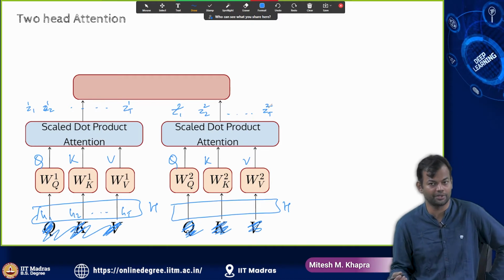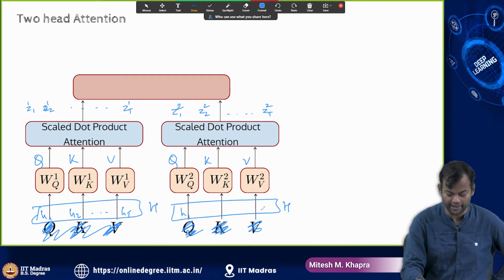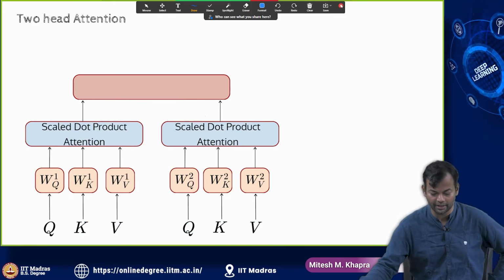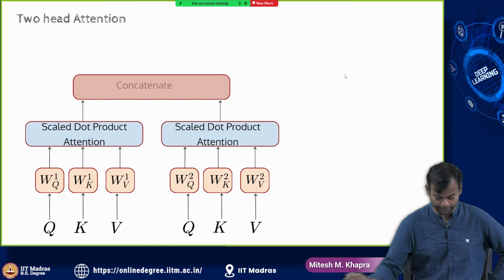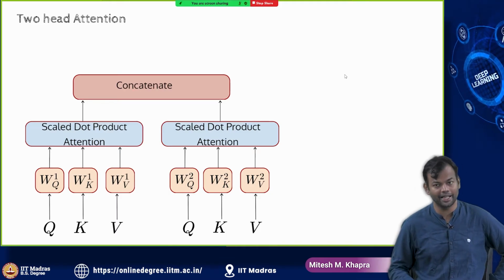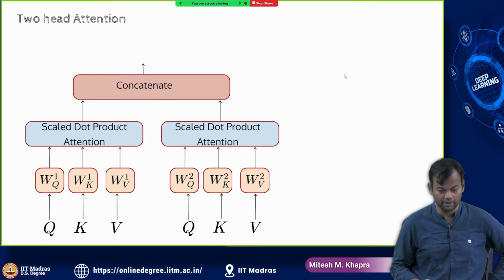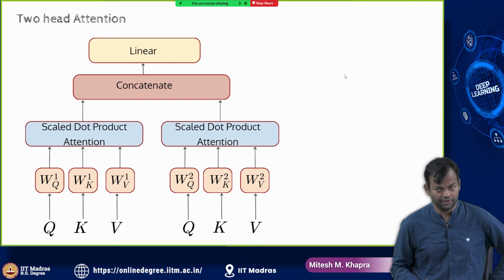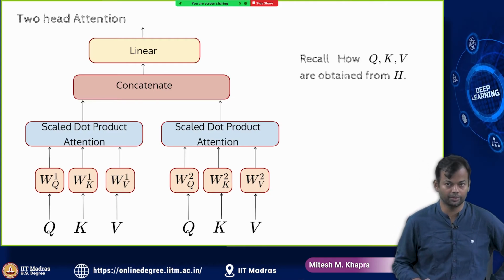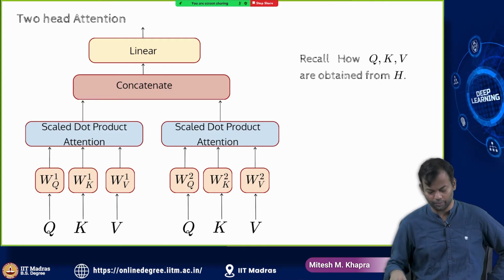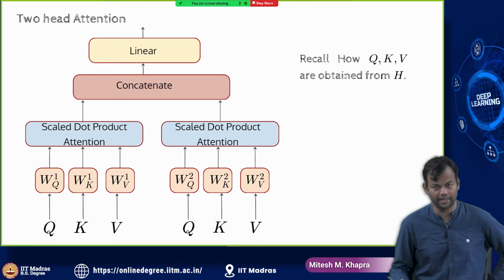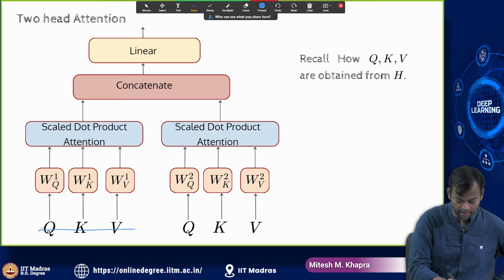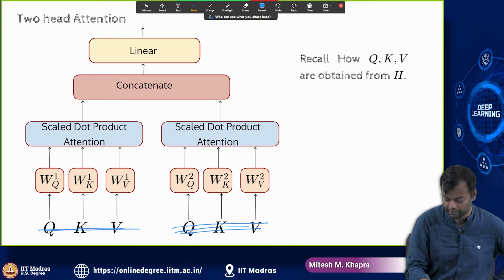Now what do I do with this? I have two representations now computed for this word, H1 to HT. So what do I do with these two Zs? Simple, I just concatenate them. That's all I'm going to do. So you concatenate them, so you get a larger representation, and then you pass it through a linear transformation, and then what you get is the final output. So let's just look at this carefully. What is happening here?